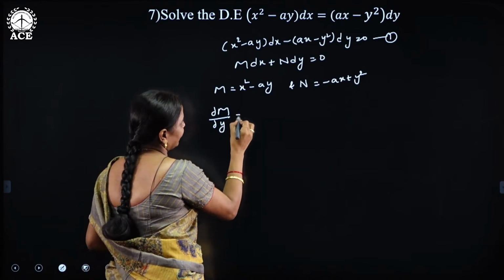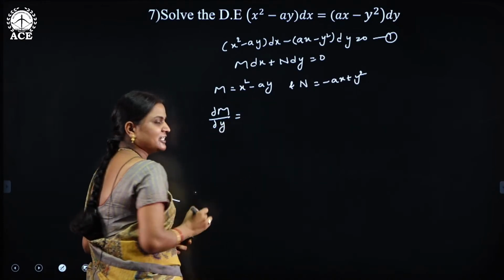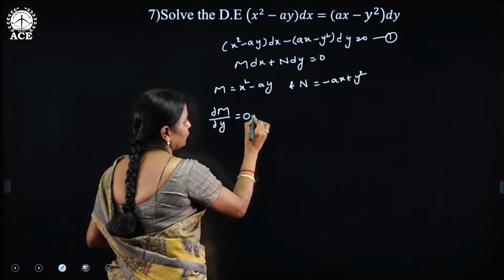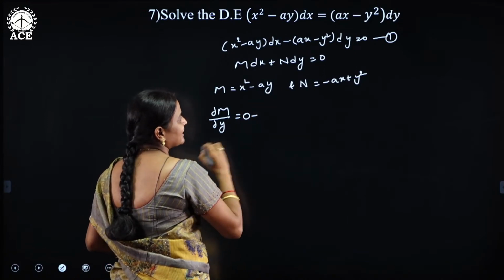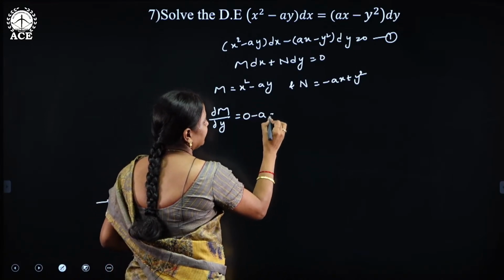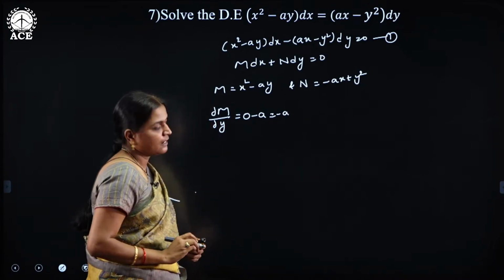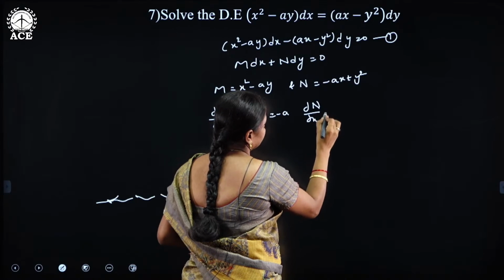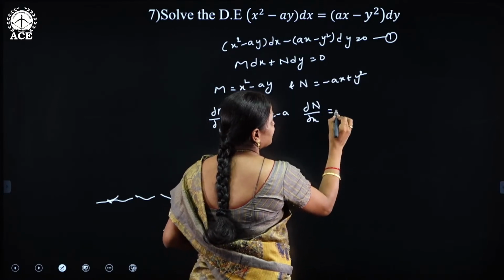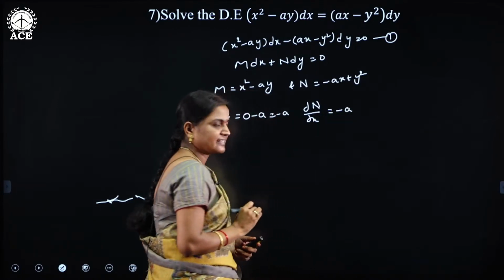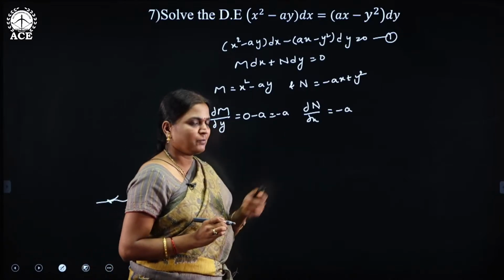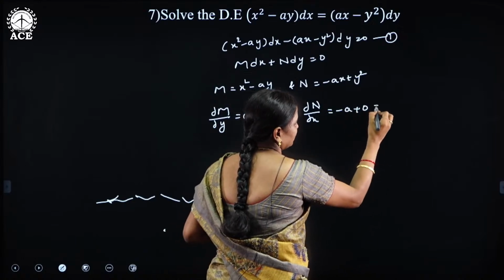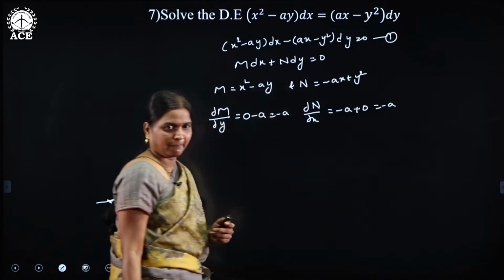Dou m by dou y is equal to, here differentiation is performed with respect to y. Differentiation of x square is 0 minus differentiation of y is 1. Its coefficient is a, that is minus a. And dou n by dou x is equal to, here differentiation of x is 1. Its coefficient is minus a, and here differentiation is performed with respect to x. Differentiation of y is 0. So that is equal to minus a.